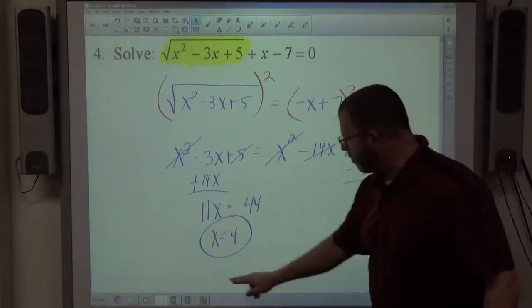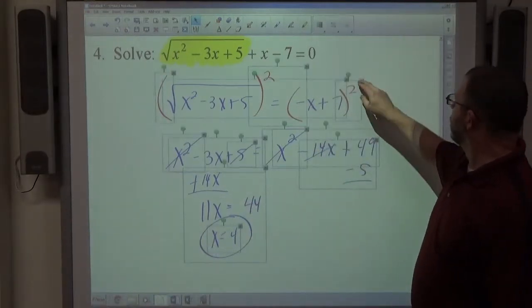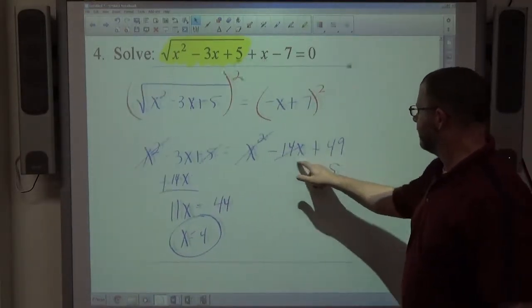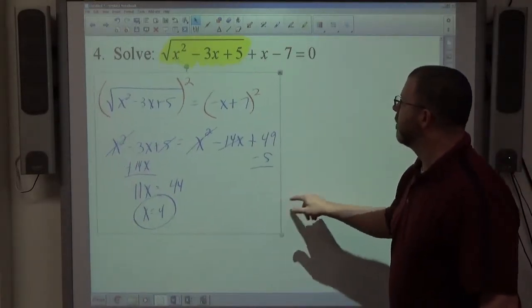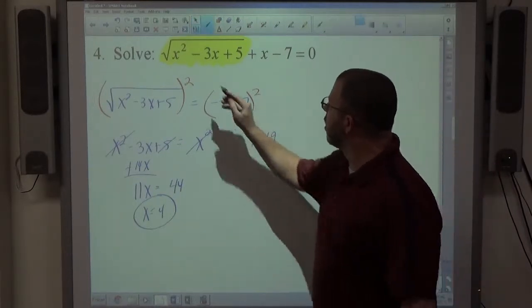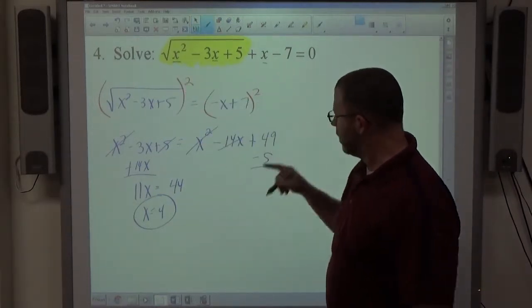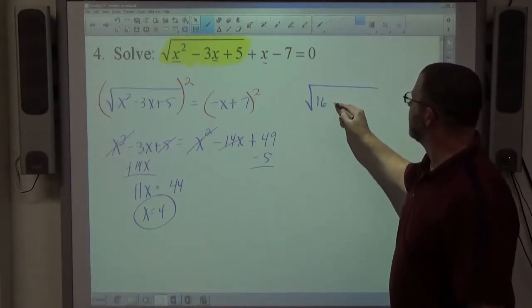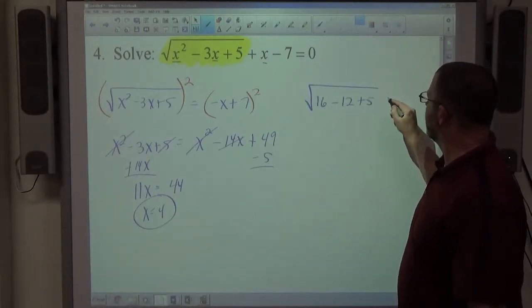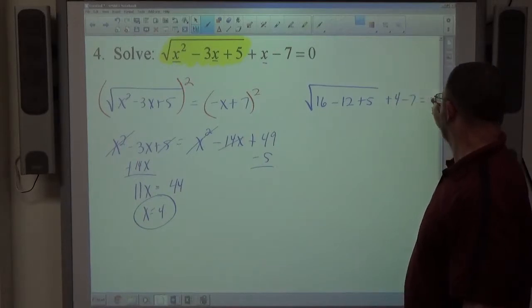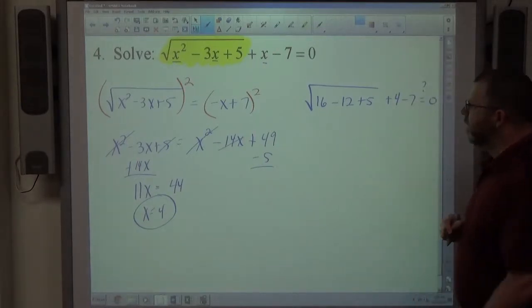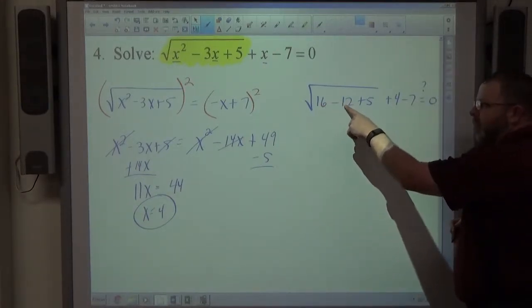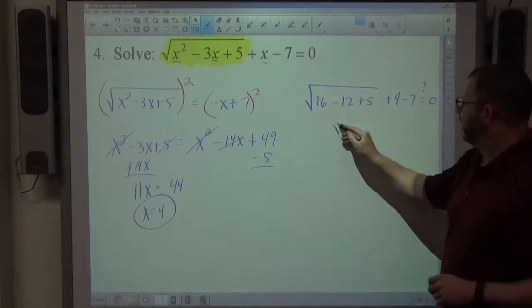Once we do one of these problems, we always want to verify that the solution actually works. And the way we do that is we go back to the original problem, replace all the x's with the answer we just found. We found 4, so we get the square root of 16 minus 12 plus 5 plus 4 minus 7 is supposed to equal 0. 16 minus 12 is 4 plus 5 is 9.